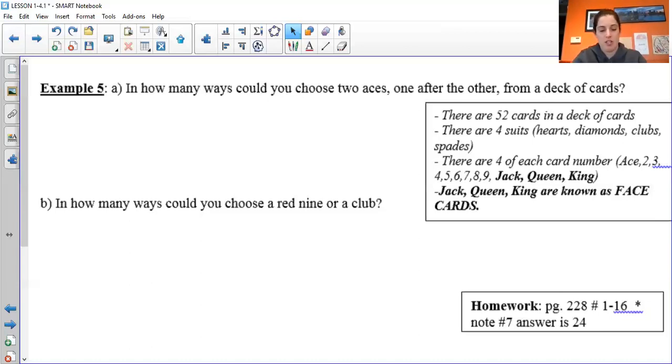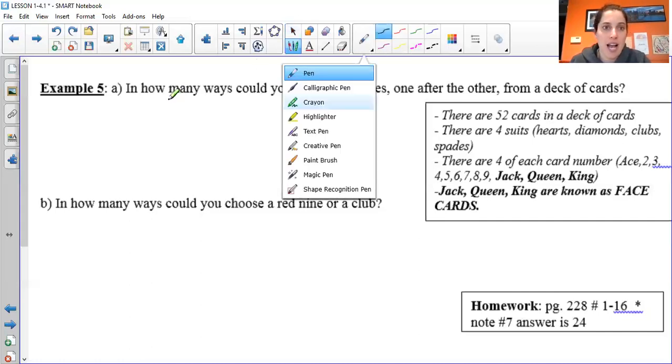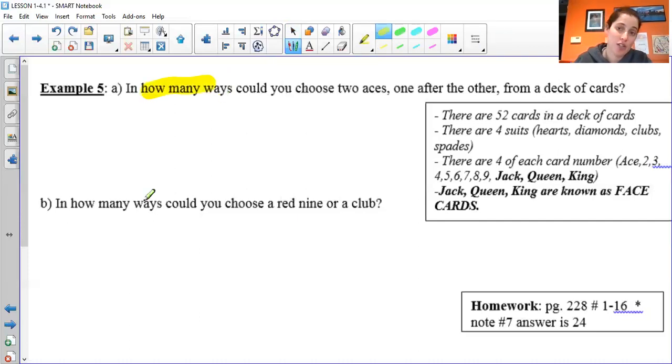Now, remember, this unit is counting. It's not probability. Next unit, we are going to say, what is the probability you choose 2 aces, one after the other from a deck of cards, right? In this unit, every single question breaks down to how many ways? How many ways could Grace travel? How many ways can you have different license plates? How many ways are there to have the scores of the hockey game? So how many ways could you choose 2 aces, one after the other? So you have to think about those slots again.